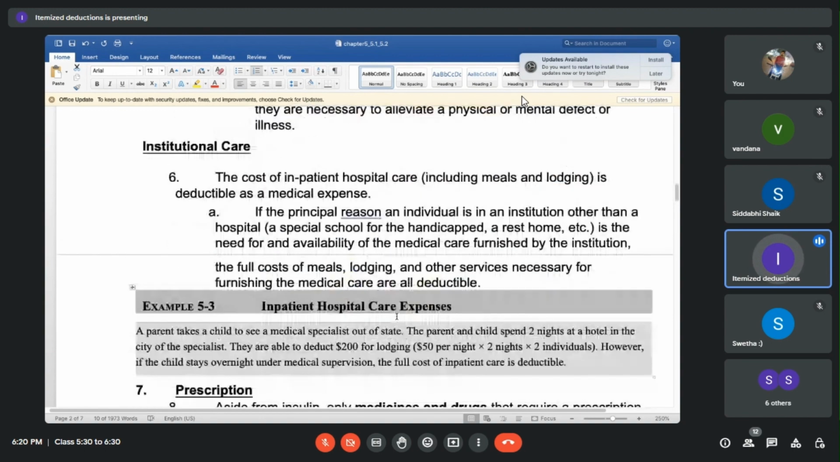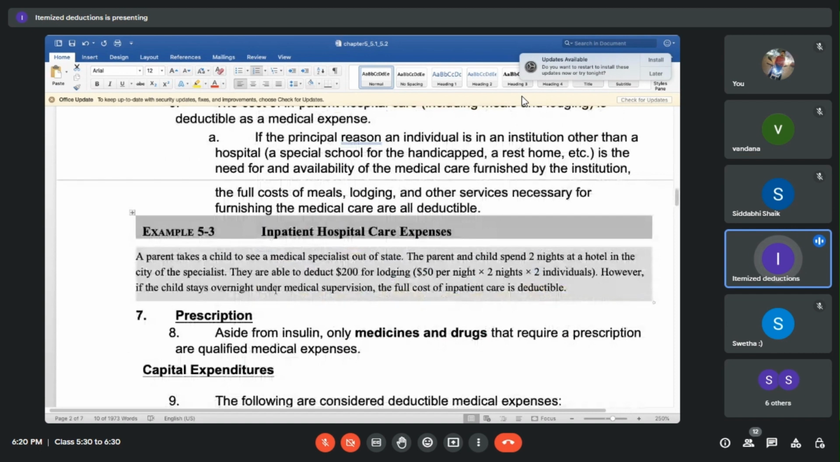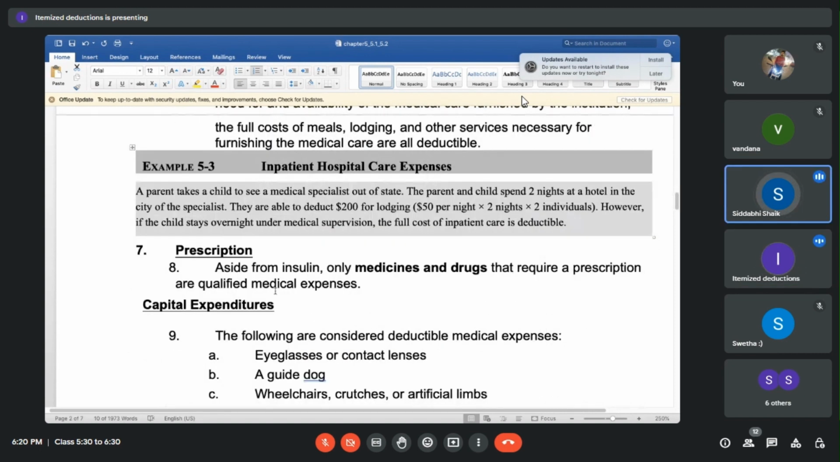Okay, so who wants to read Example 5.3? A parent takes his child to see a medical specialist out of state. The parent and child spend 2 nights at a hotel in the city of the specialist. They are able to deduct $200 for lodging, $50 per night, for 2 nights, for two individuals. However, if the child stays overnight under medical supervision, the full cost of inpatient care is deductible.